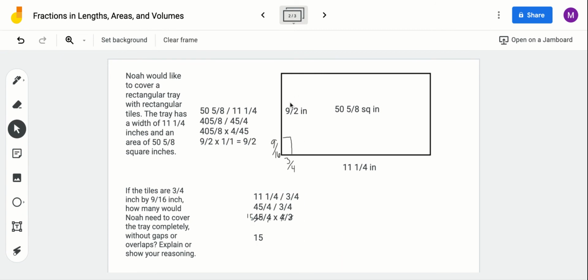Now, on this side, it's 9.5 inches long, and I need to see how many 9/16 fit into 9/2. So, another text box. 9/2 divided by 9/16. Isn't that nice? They're already just fractions. So 9/2 times 16/9.